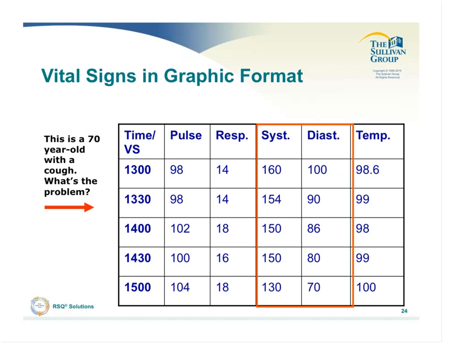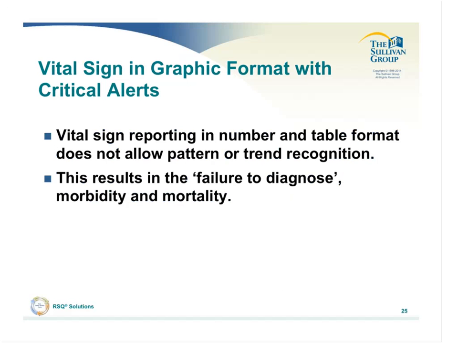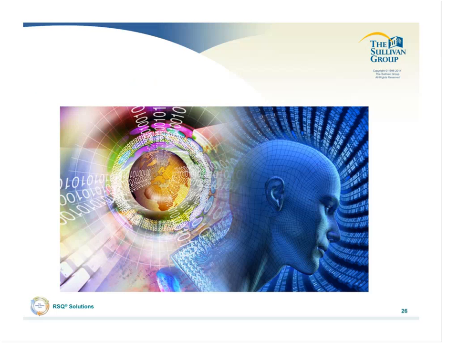So you have to recognize what's happening in the human mind, its strengths and its weaknesses. Vital signs in graphic format is the answer. Vital sign reporting in number and table format does not allow pattern or trend recognition. This results in the failure to diagnose morbidity and mortality, and it needs a solution.